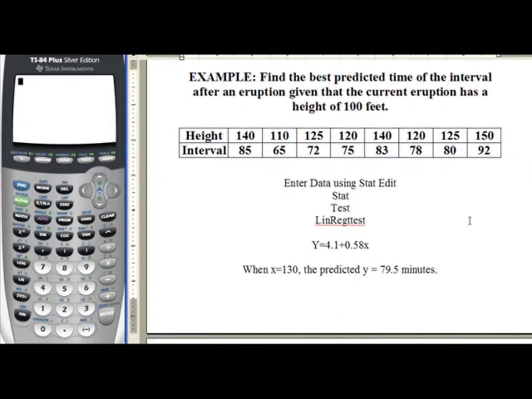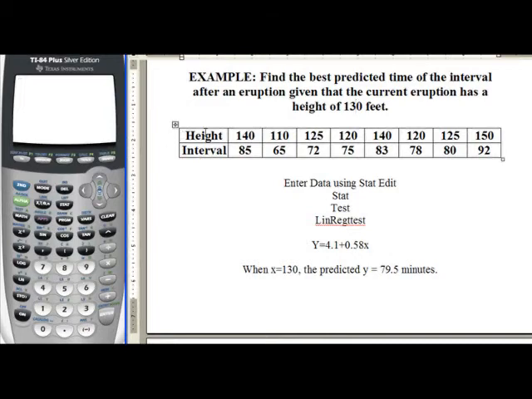Let's assume I want to find the best predicted time of the interval after an eruption, given that the current eruption has a height of, let's change this one to 130 feet. And this is the data given. Let's say we are talking about Old Faithful, and these are the heights in feet, and these are the time in minutes. Now, to be able to come up with the linear regression equation, you have to decide which one is going to be your independent variable.